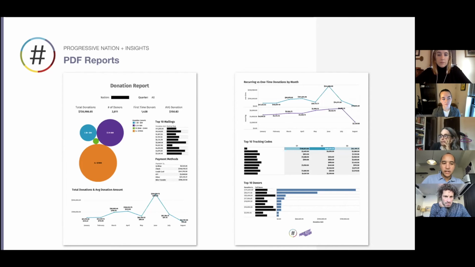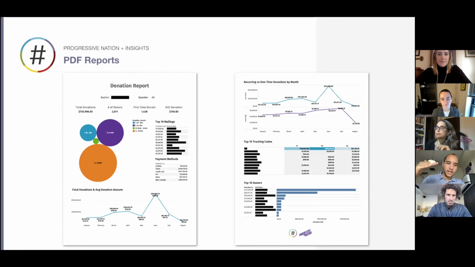And then it breaks it down into, these are your donor cohorts, these are your top 10 mailings, these are the payment methods and how you're bringing in that money. So are you bringing it in by credit card, by check, by wire transfer, et cetera? And that's based on how you're entering all that into your nation. There's total donations or average donation amount over time. This is for the entire year from January to August when we generated this example report.